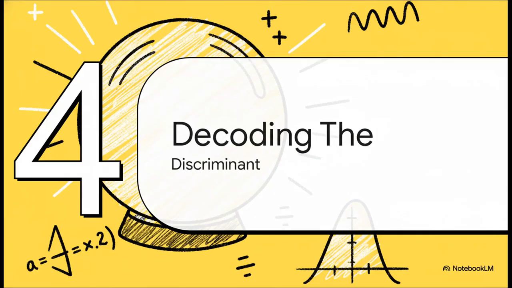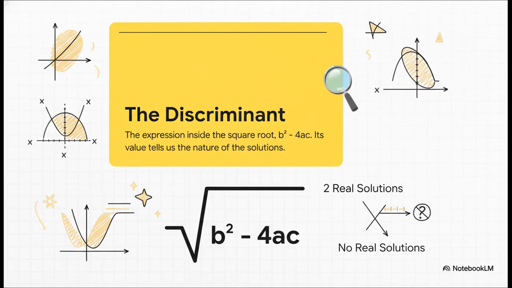Okay, but here's where it gets really cool. Hidden inside this powerful formula is this little secret feature, almost like a crystal ball, that can tell you about your answers before you even finish the problem. It's called the discriminant. The discriminant is literally just that chunk of stuff living under the square root sign. b squared minus 4ac. That's it. And by calculating just this one little piece, we can predict exactly what kind of answers we're about to get. It's a pretty powerful shortcut.